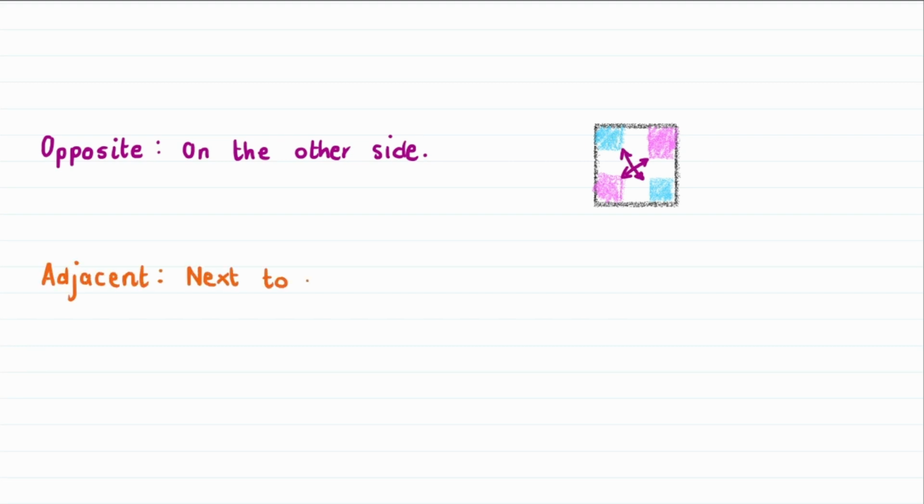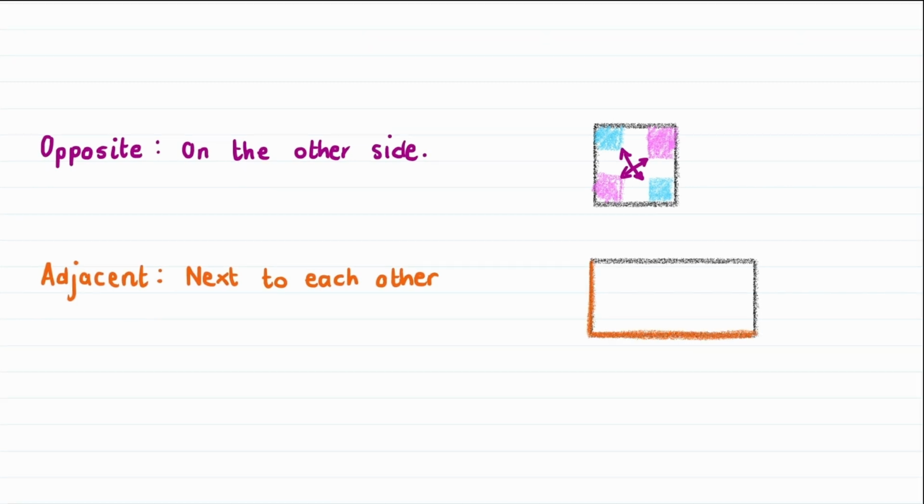Adjacent means next to each other. So if I were to look at this rectangle, my left-hand side is next to the bottom of the rectangle. So we would say that the left is adjacent to the bottom.